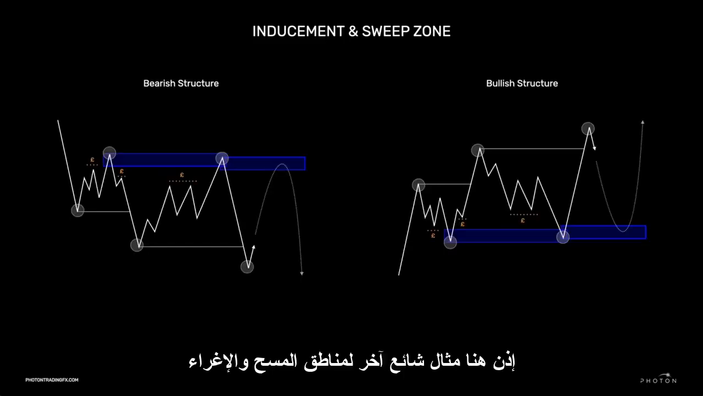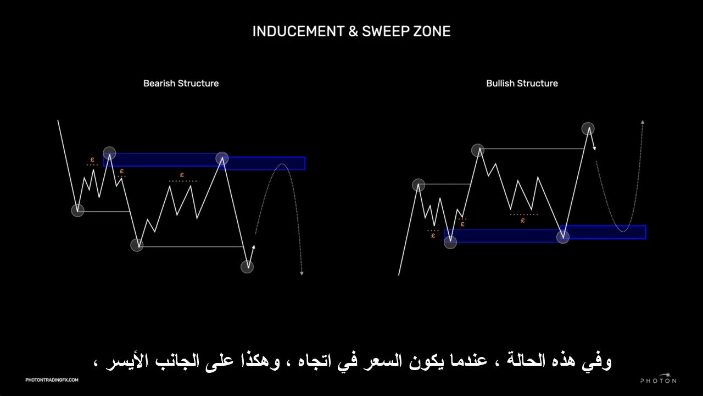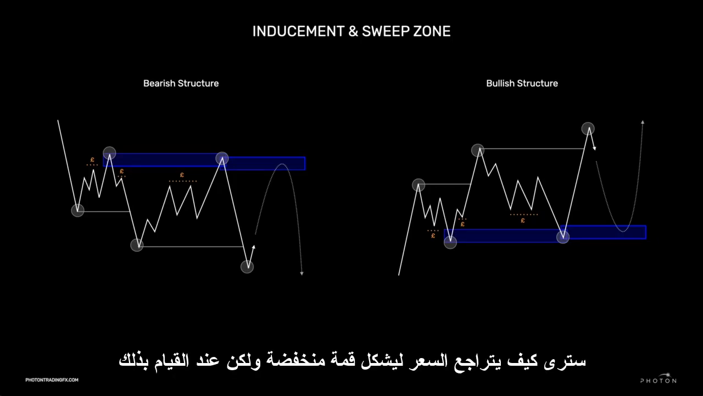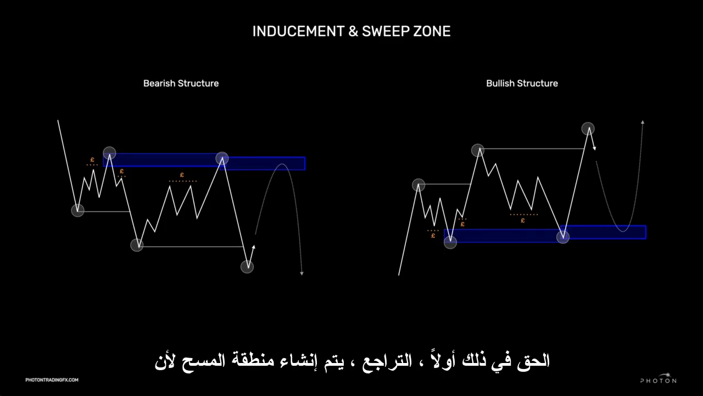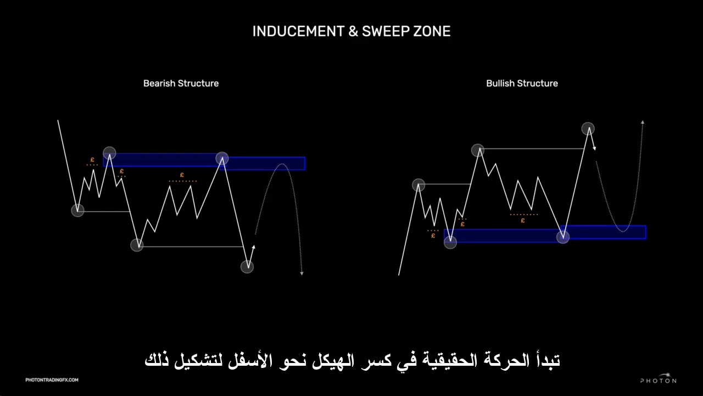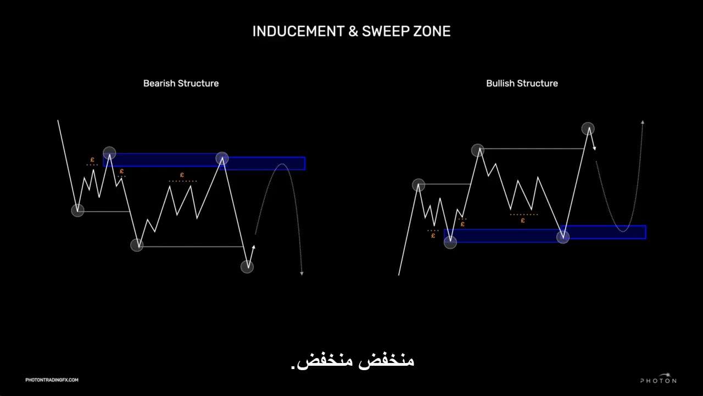So here is another common example of sweep zones and inducement concepts when we combine them in the market, and in this case when price is trending. On the left hand side, where we have this bearish structure, you'll see how price pulls back to form a lower high. But in doing so, on that first pullback, a sweep zone is created because the internal structural high is swept before the real move starts to break structure to the downside to form that lower low.